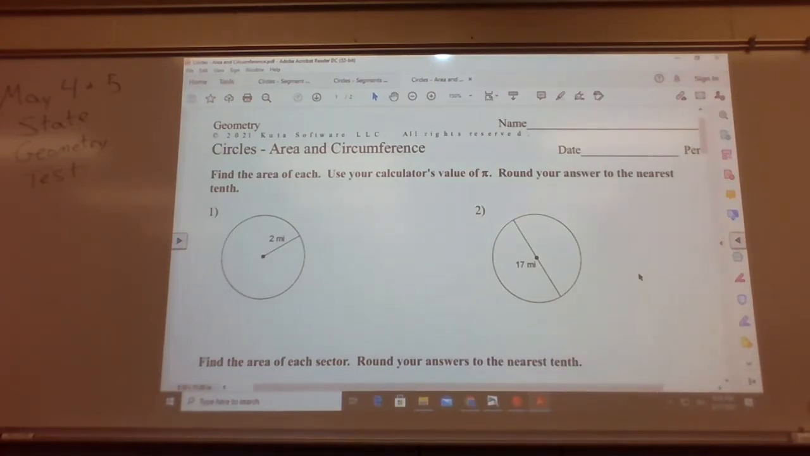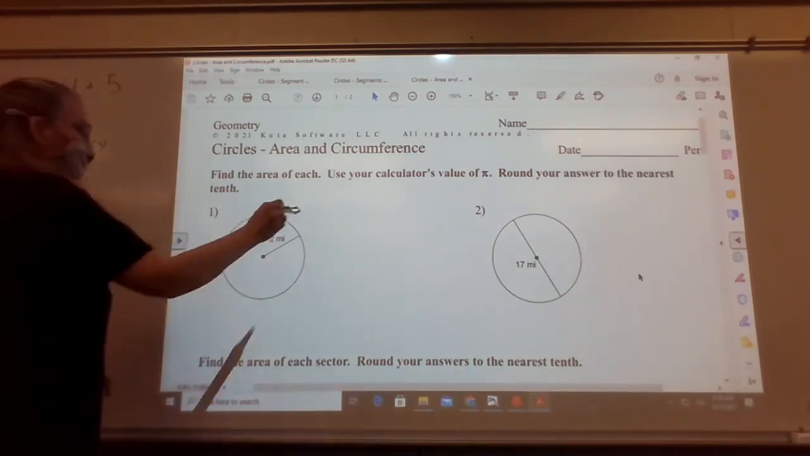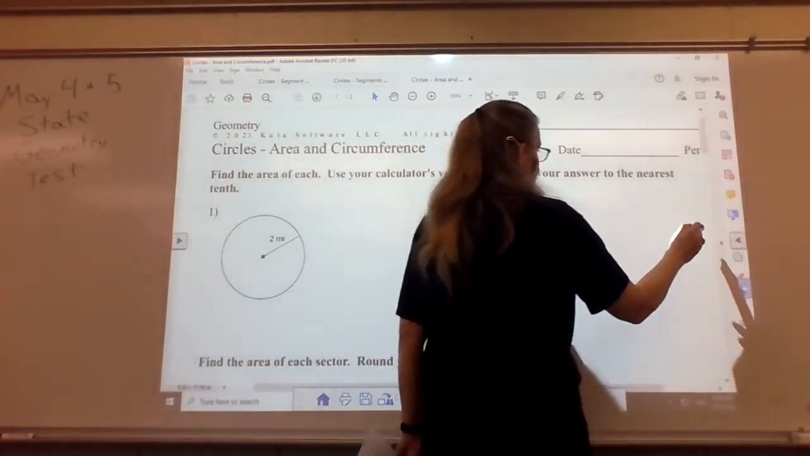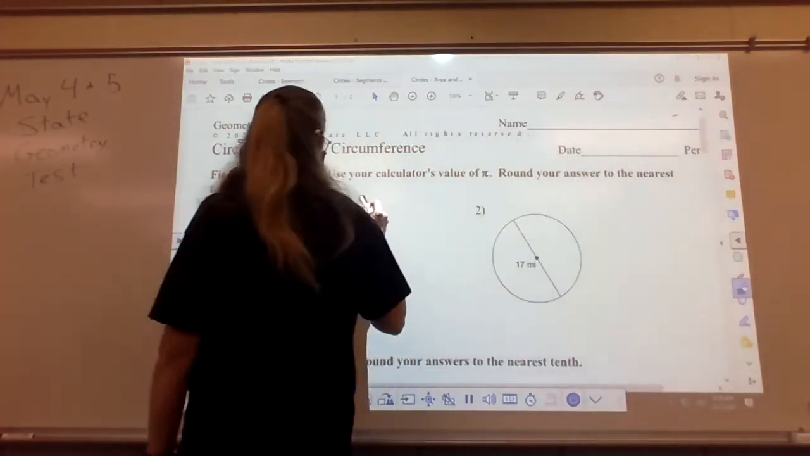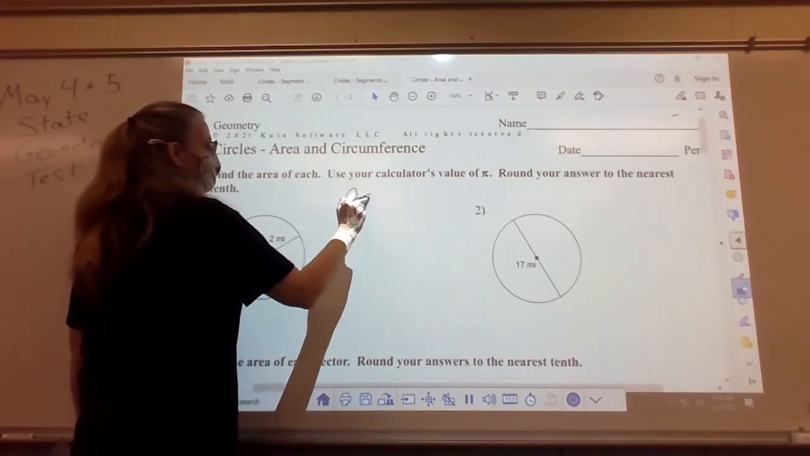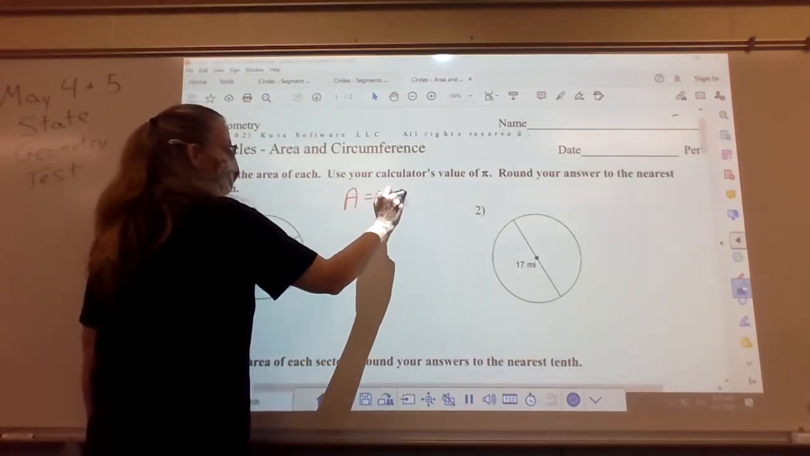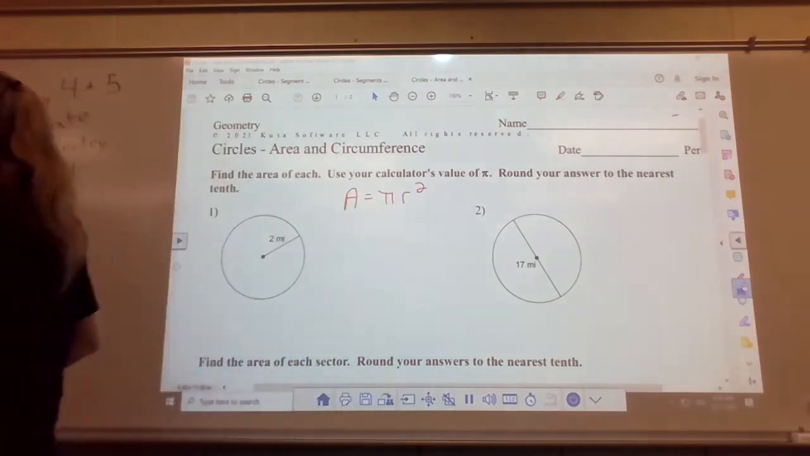Wait a minute. Isn't that like the square root of some? No, I'm thinking of... Area equals pi radius squared. Pi r squared.